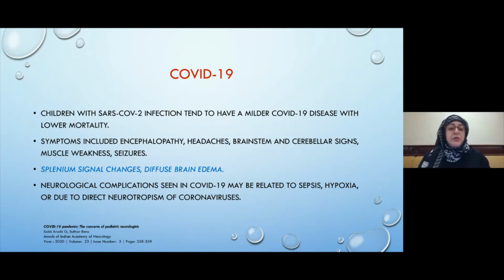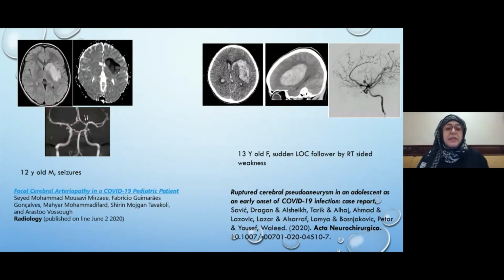One report of 27 patients who had symptoms found findings on imaging in only 4 of them, and they had splenial signal changes and diffuse brain edema. However, there were 2 reports about vascular involvement in such patients who were COVID-19 positive. One had a stroke secondary to MCA stenosis, and the other one was from our group in Ibn Sina Hospital, where the child had a large left cerebral hemorrhage secondary to a ruptured pseudoaneurysm.